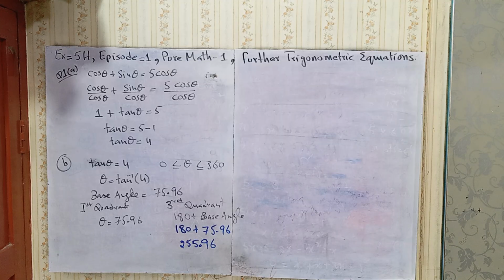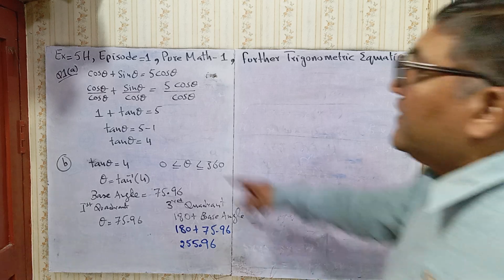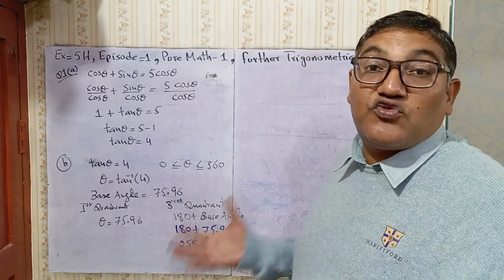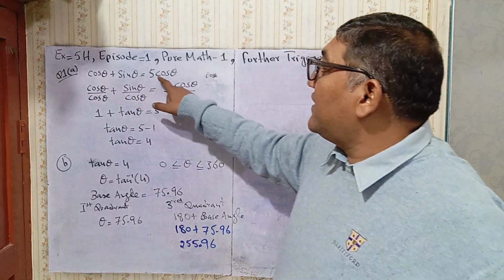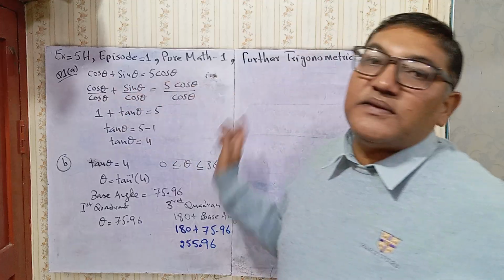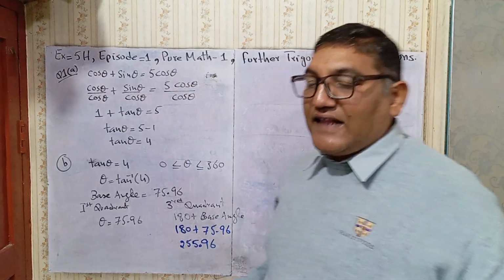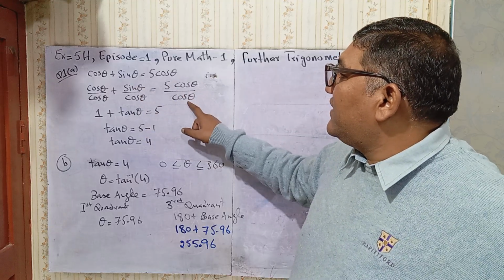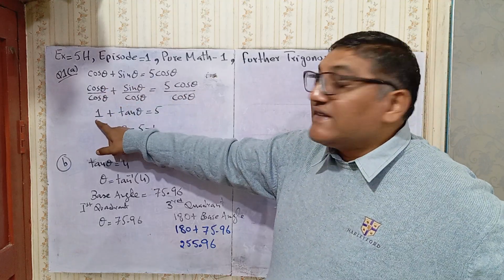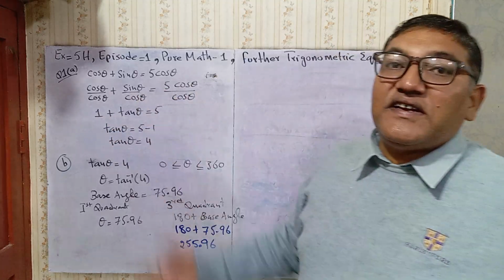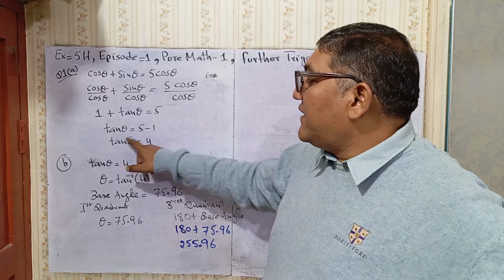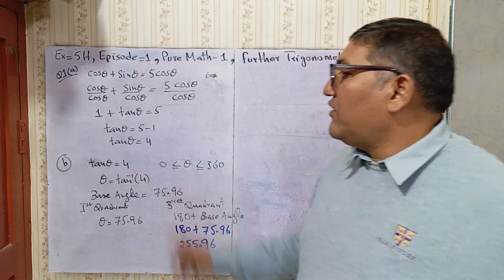You see, what we will do: cos theta plus sin theta equals 5 cos theta. I have to prove that tan theta will be equal to a constant. So divide all the terms by cos theta, because I want tan theta. So cos theta by cos theta plus sin theta by cos theta equals 5 cos theta by cos theta. Cos theta cancels, so you will have 1 plus sin theta by cos theta, that's tan theta, and on the right cos theta cancels, you are left with 5. So tan theta will equal 5 minus 1, so tan theta equals 4.